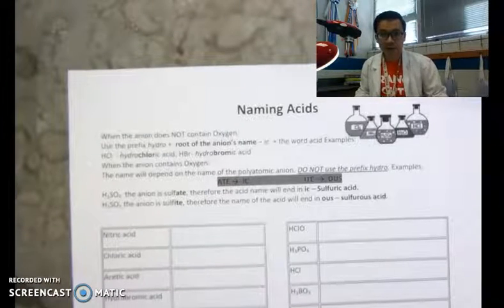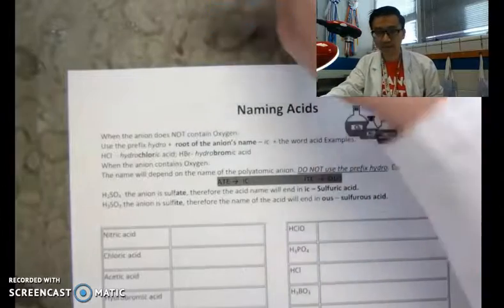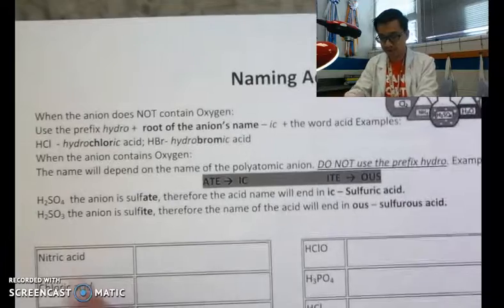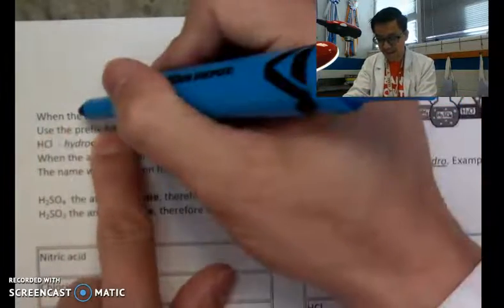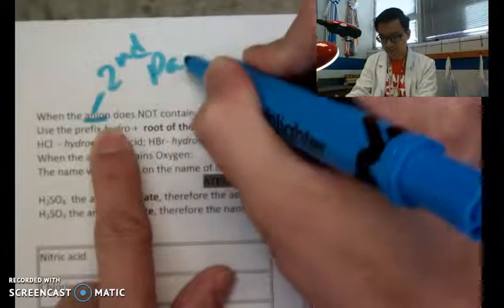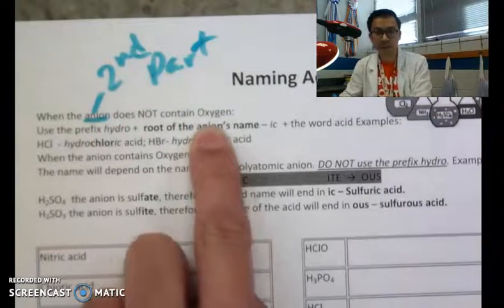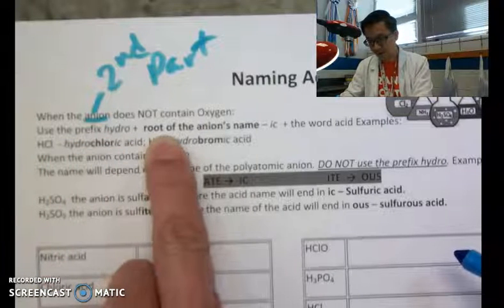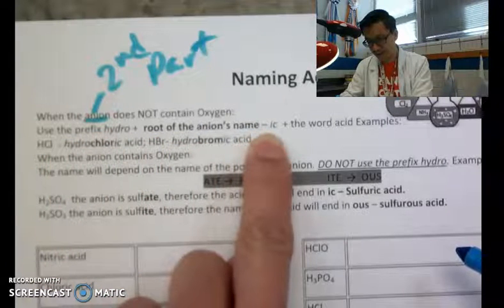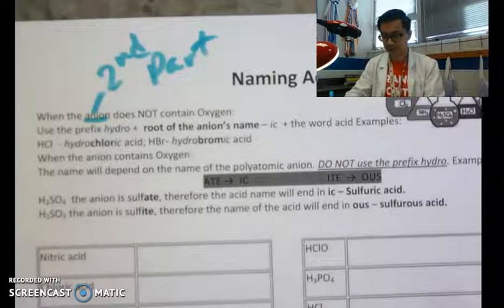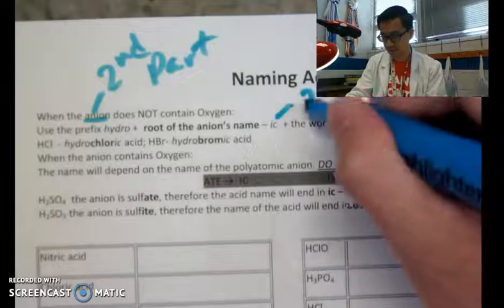So first of all, you count how many elements there are. We zoom in real quick here. When it says here, the anion, which is the second part, has contained oxygen, use the prefix hydro and the root of the anion's name, ic, in the word acid. So basically it's two elements. So this is for two elements only.